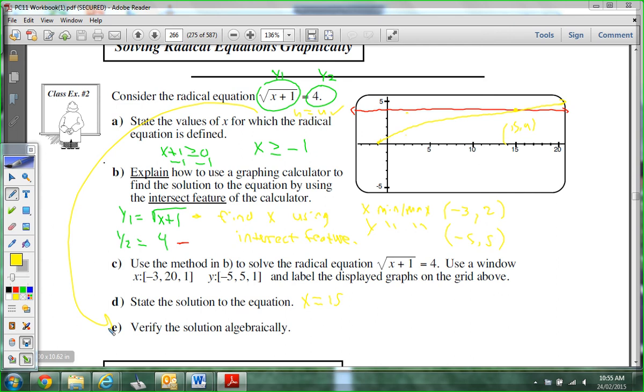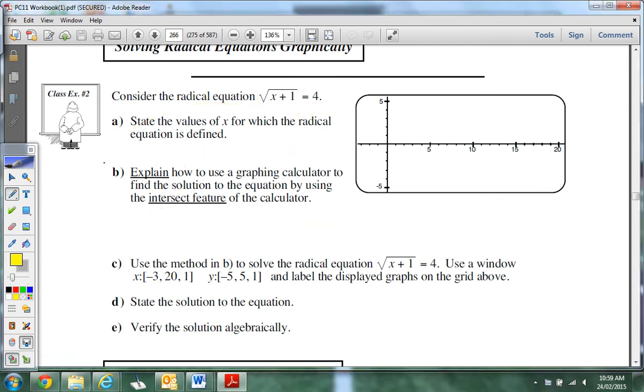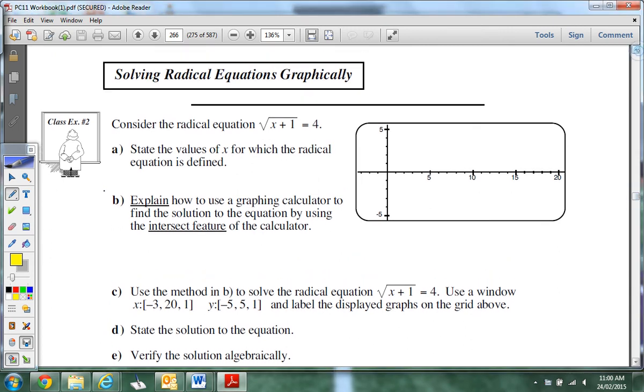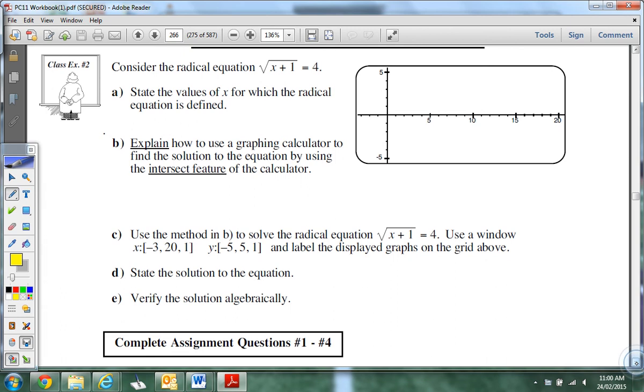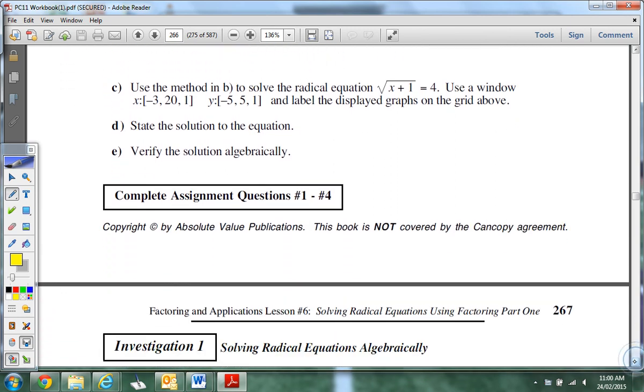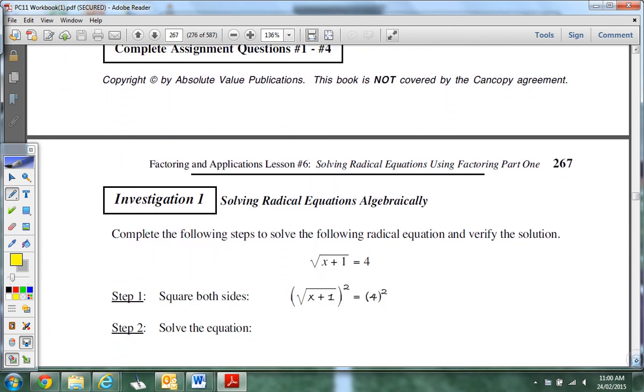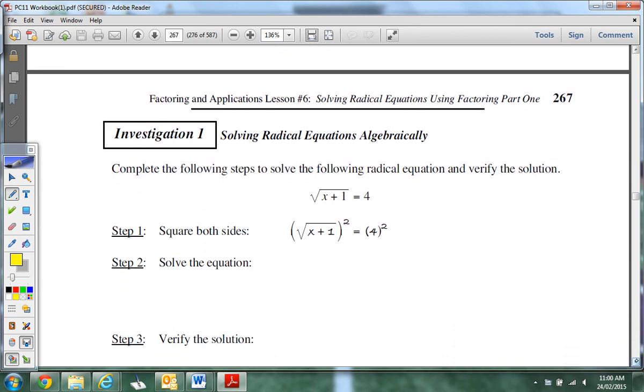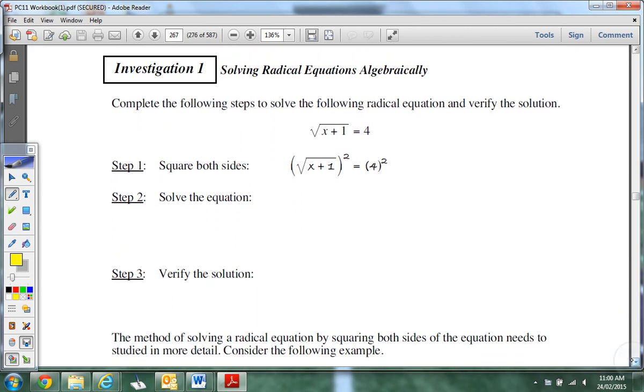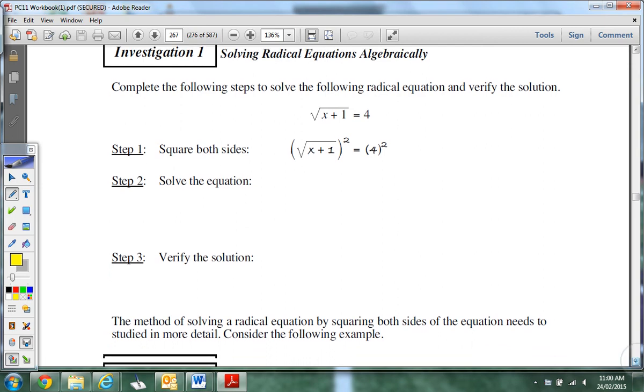All right, a couple more things here. So move to the next page here. So now we're going to talk about solving algebraically, so not using your calculator. So, algebraically, we're going to walk through these steps here.